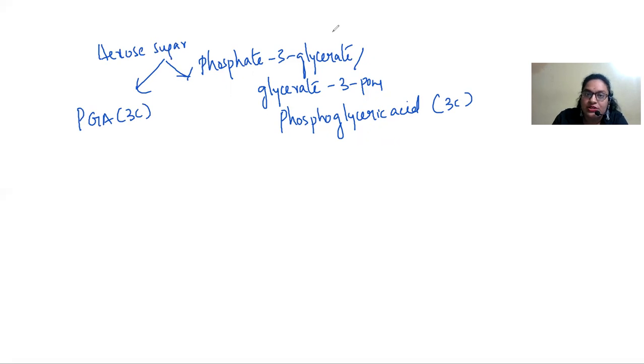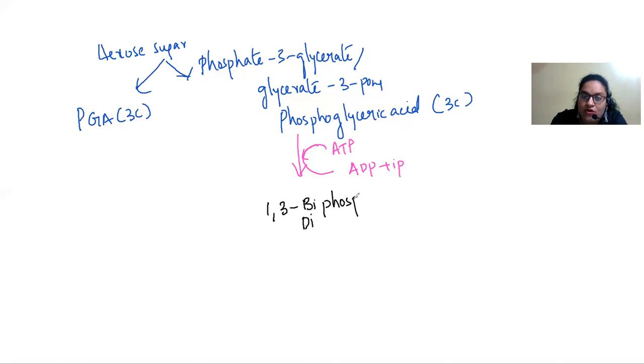So now what happens is, children, one of the ATP molecules is consumed here. That is, your ATP is broken down into ADP and an inorganic phosphate molecule, and the energy is utilized here. That energy is used in the formation of 1,3-bisphosphoglyceric acid. You can even use diphospho; many of the texts have used it, phosphoglyceric acid here.